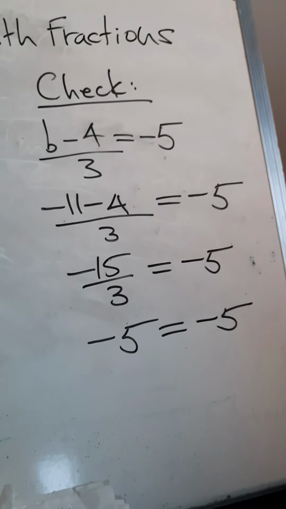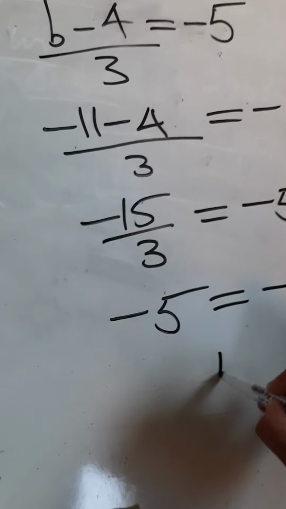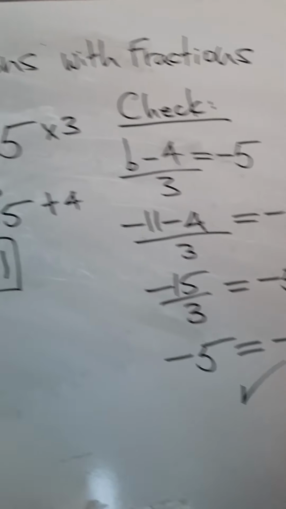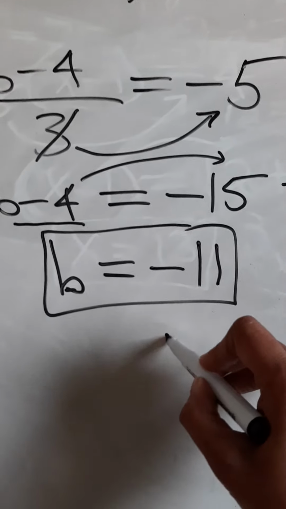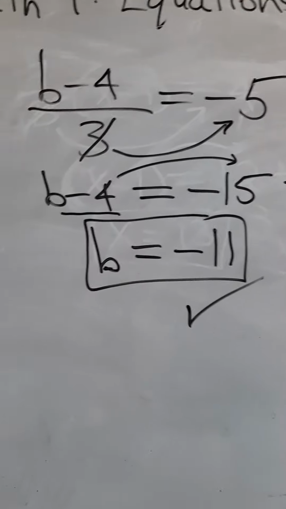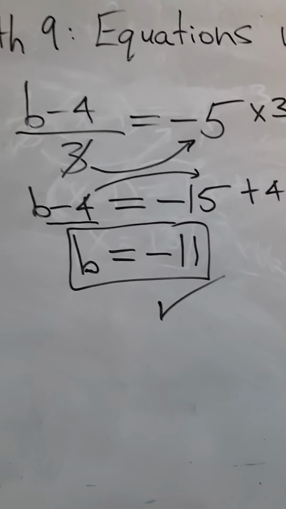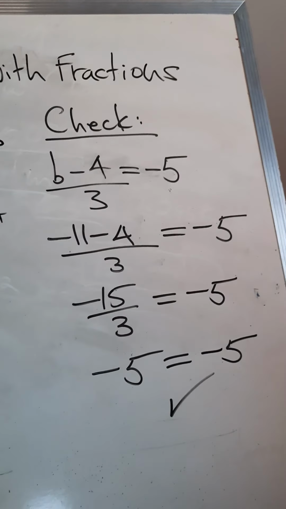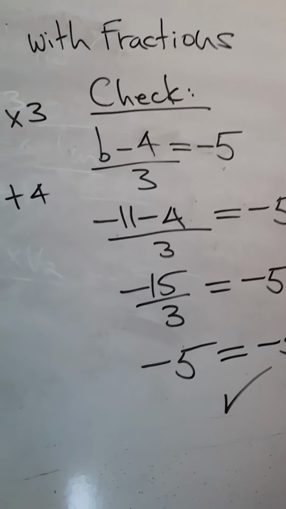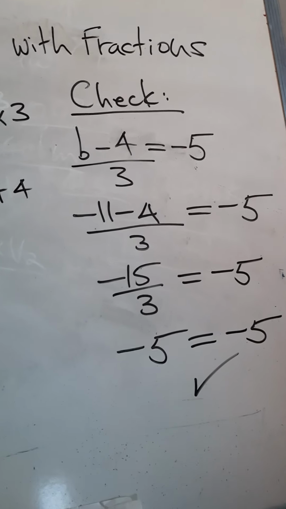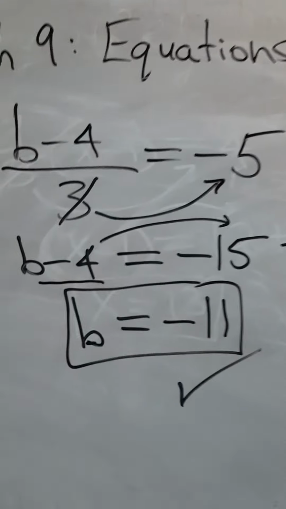So again, whenever you are checking your answer, make sure both sides are equal. And that way, I can tell with 100% certainty that b equals negative 11 is my final answer. And it is correct, okay? Are there any questions about that? Okay, on any quiz or test, make sure you are always doing the check, whether it's mentally or the question actually asks you to do the check. Okay, so with that, let's go to the next question.